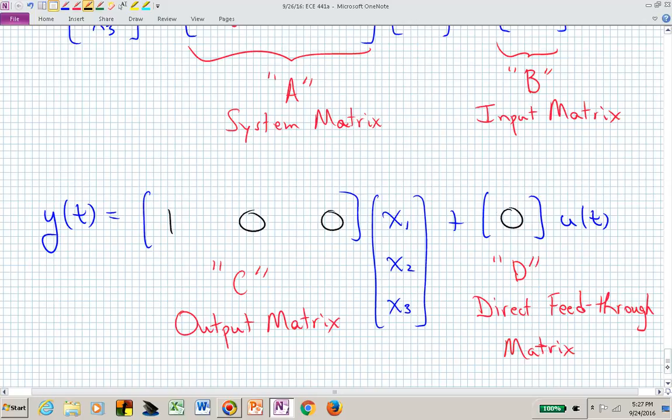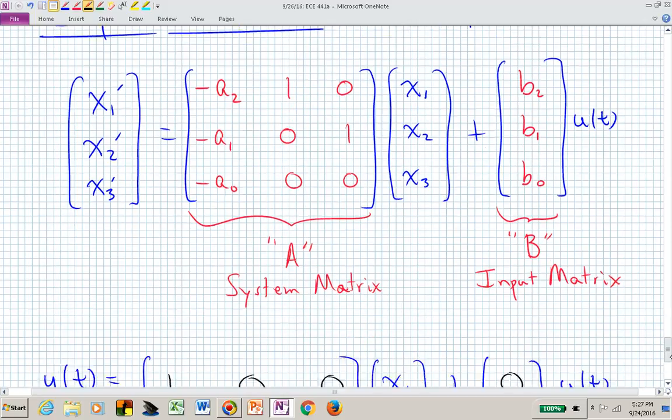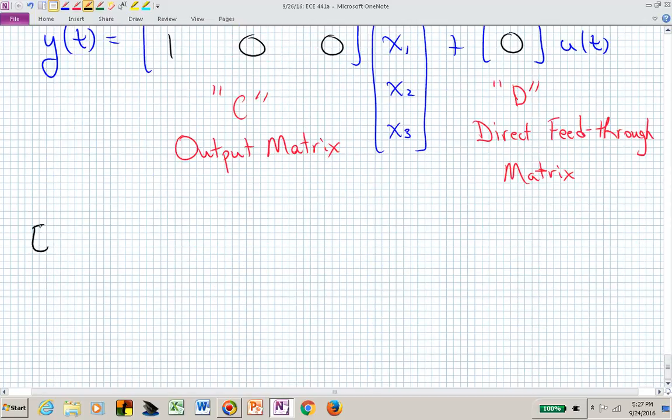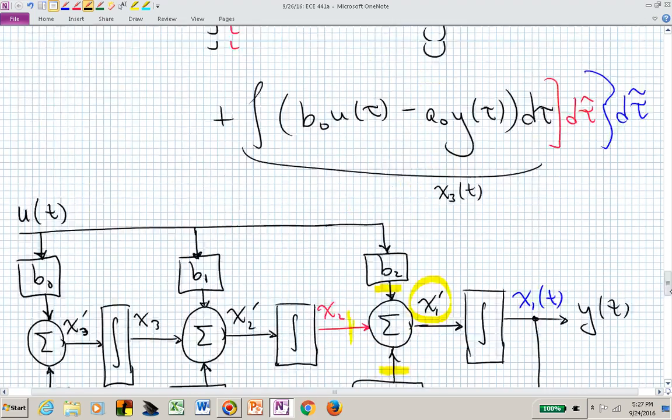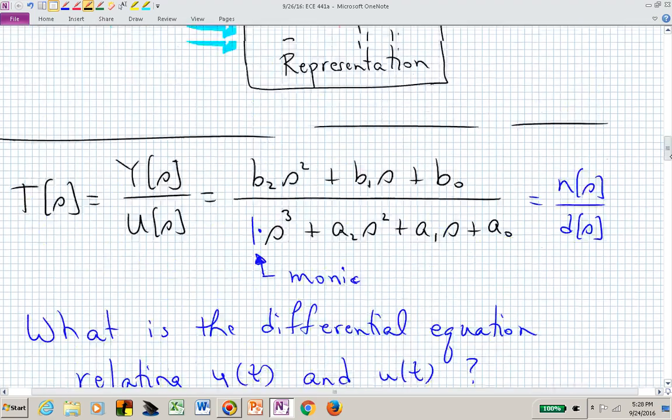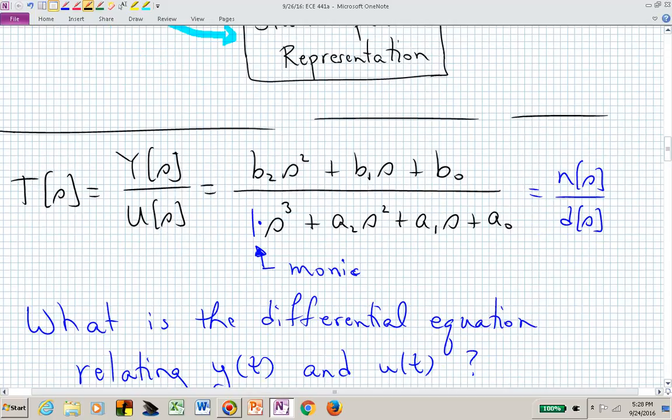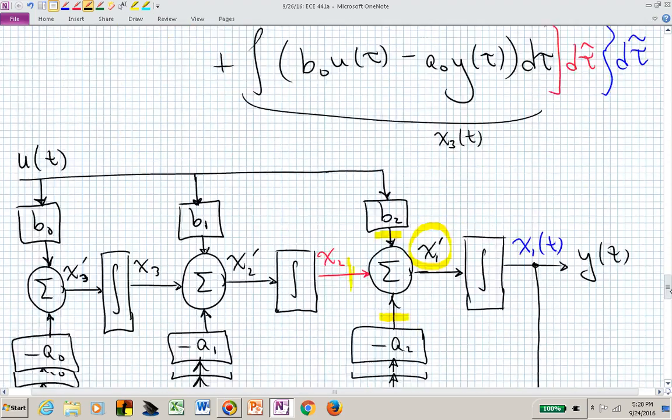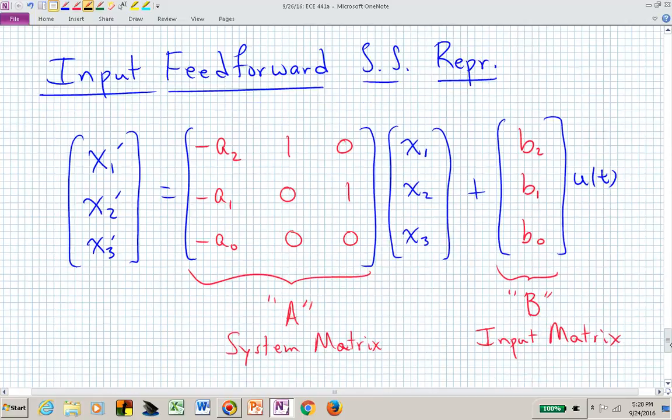And you can now see that in our original transfer function, which we're going to look at as an example, we started with a b2, a b1, and a b0 for s squared, s, and s to the 0 in the numerator. We had s cubed, etc. in the denominator with a coefficients. Now wherever you see those b's and a's, they will appear in this input feed forward state space representation.